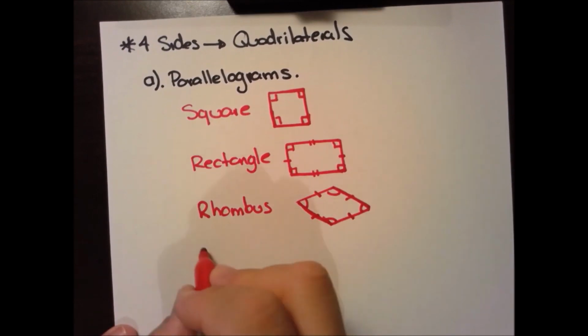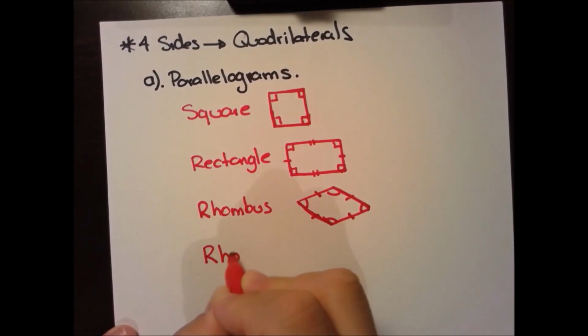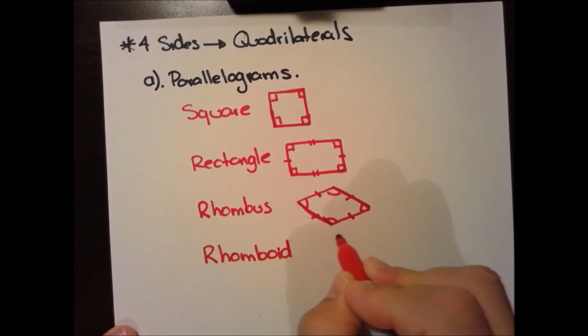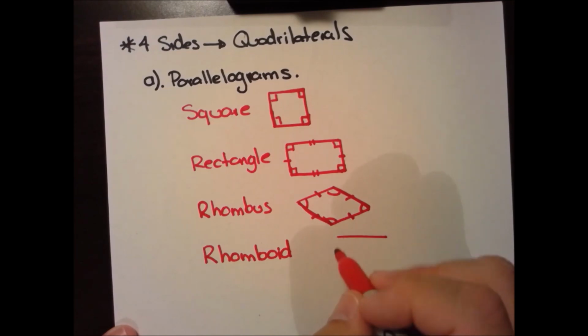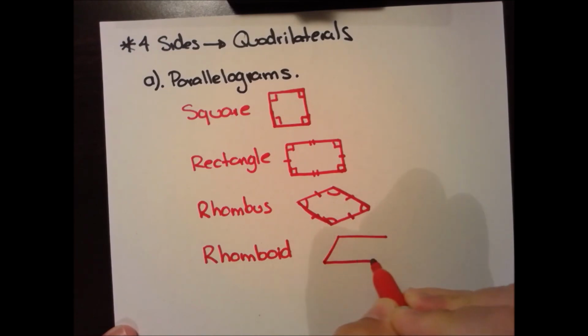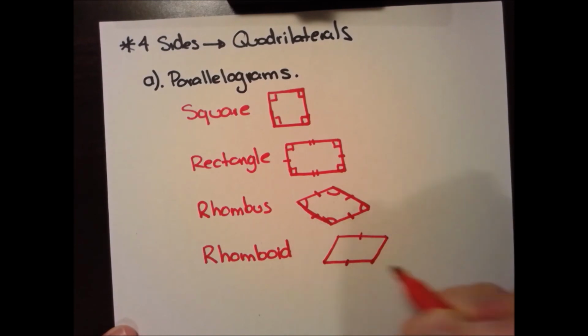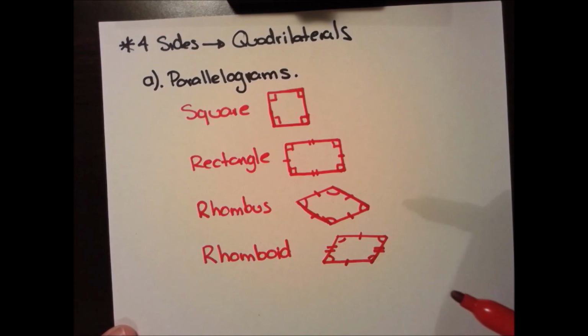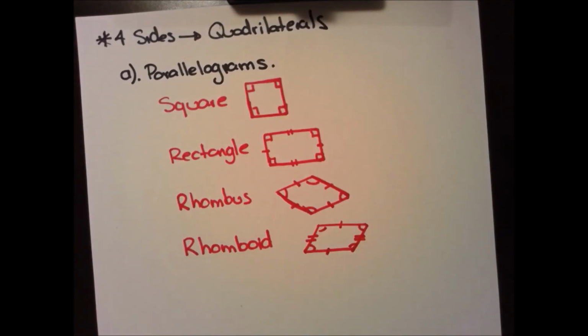Okay, and finally we're going to have the rhomboid. The rhomboid is something similar to the rhombus. As you can see, this and this measure are going to be the same, and this and this measure are going to be the same. The internal angles again are not going to be 90 degrees like that one. Okay, so these are the first 4 parallelograms that we have: the square, rectangle, rhombus, and rhomboid.